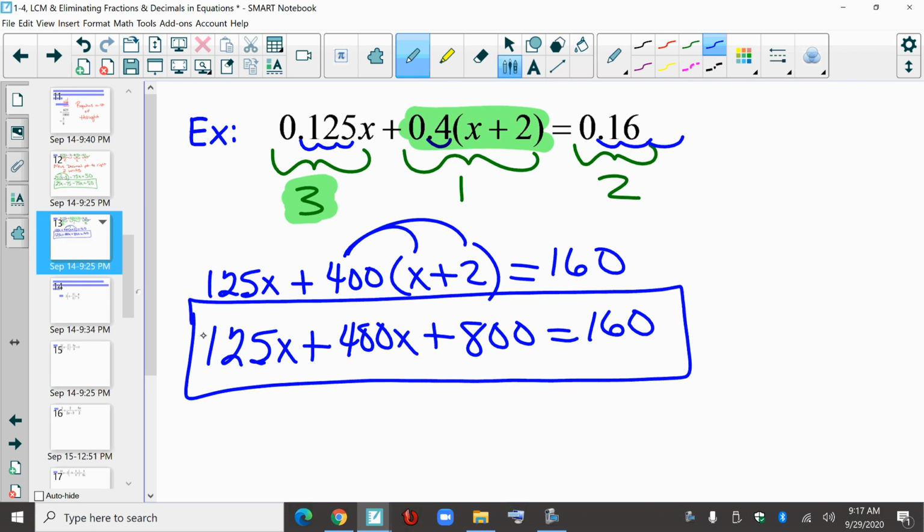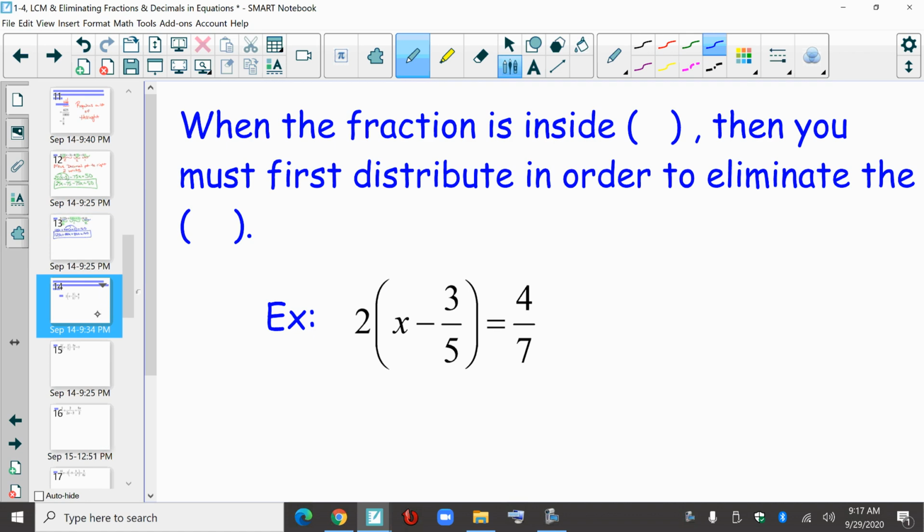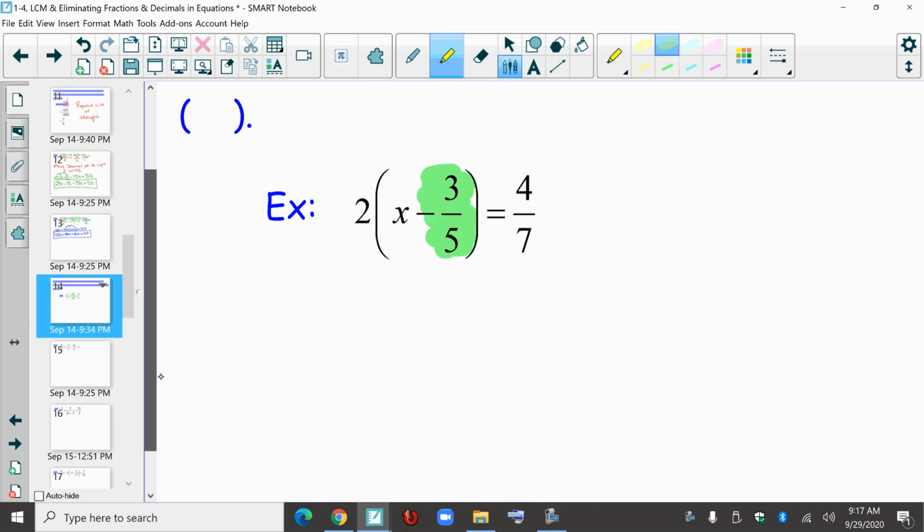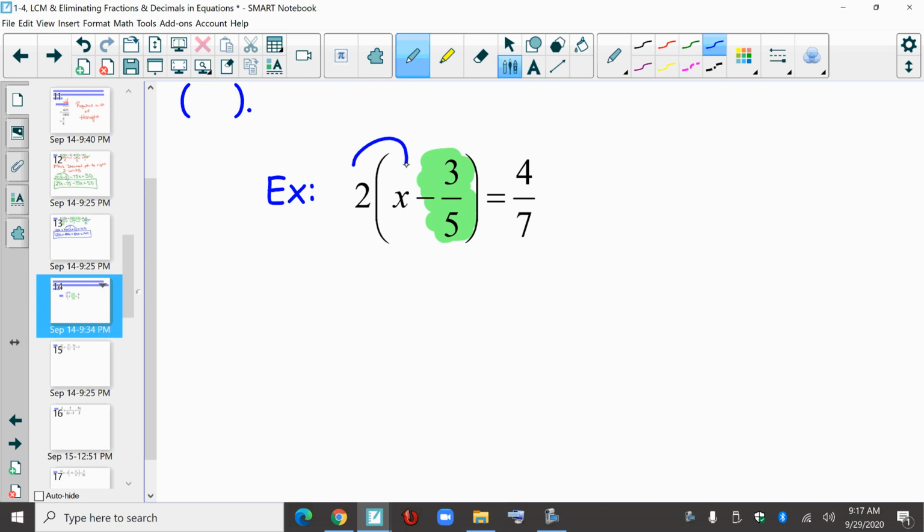Okay? Let's keep going. What happens when the fraction that we have in our problem is inside the parenthesis? Everything that we've done so far, the fraction has been on the outside of the parenthesis. Well, when the fraction is on the inside of the parenthesis, you have to distribute and multiply your fractions together. So that means we're going to go ahead and distribute this to x, then put this over 1, multiply the tops together, and multiply the bottoms together. And then you're going to repeat the process like we did previously.